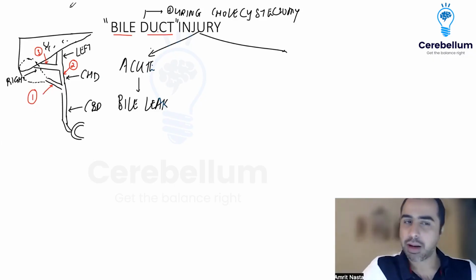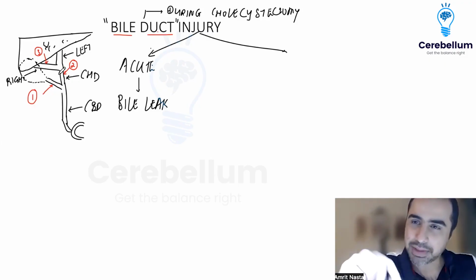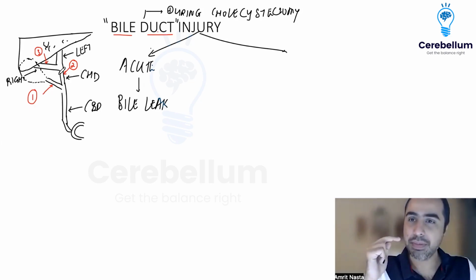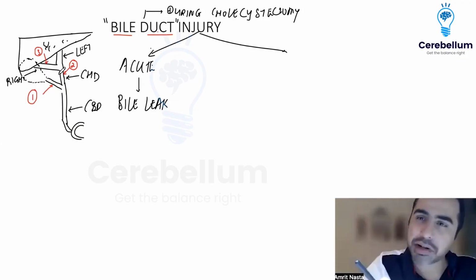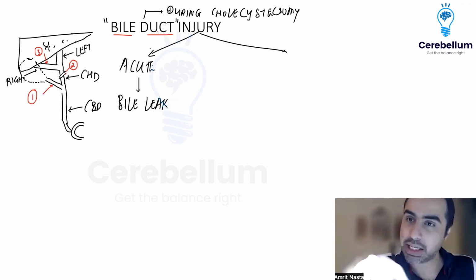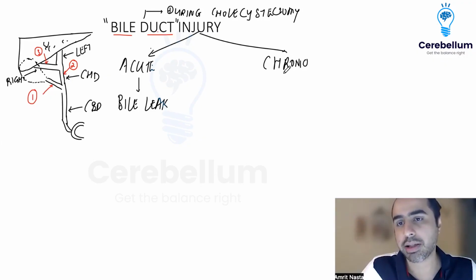On the other hand, sometimes what happens is, I don't cut the duct. I by mistake tie it, or I by mistake clip it, or I burn it. So sometimes there is an injury where the duct is not cut, it is blocked. This will take some time to develop. That is called chronic bile duct injury.